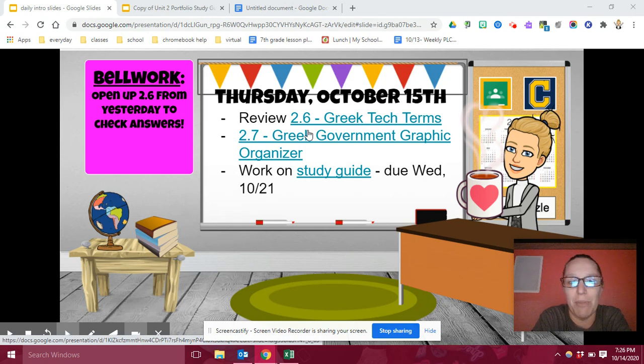You could always write down the blanks on a separate sheet of paper and add them later, whatever's going to work for you. But honestly, just listening and pausing is probably going to be the easiest way to get through this. So I'm going to take you through 2.7 Greek Government Graphic Organizer. You're going to fill in the blanks on yours and then submit when you are finished.